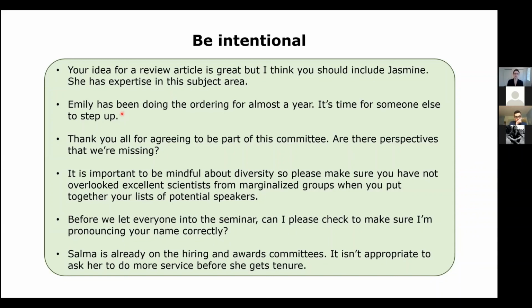Who is doing the note-taking role in the meetings? Who is the chair of the meeting? Who's getting lots of credit for being chair, but maybe not doing quite as much work as the note taker? I don't want to go through each of these in detail. We talked about pronouncing the name correctly. This person is already on the hiring and awards committee. It's not appropriate to ask her to do more service. So it's about speaking out and being intentional.